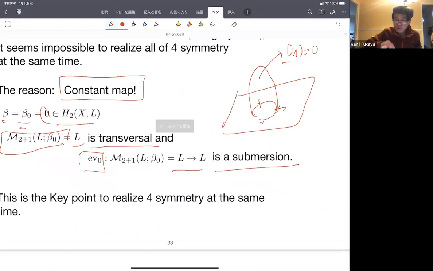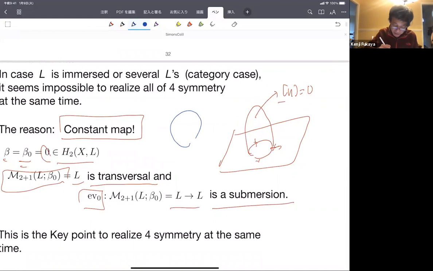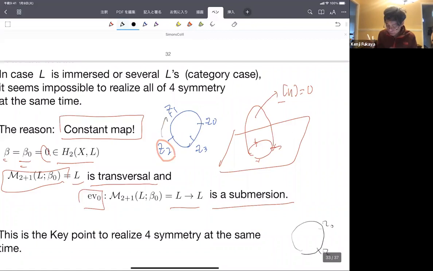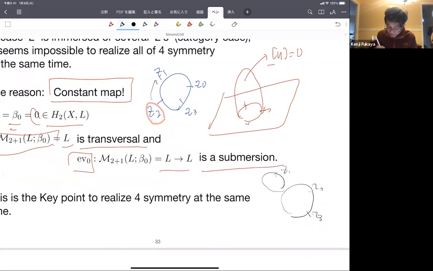Suppose we have these four marked points, G0, G1, G2, G3, and suppose we want to forget G2. Then we have to worry about the following configuration. This G2 may approach G1. Then in the limit, you have this picture. And here you see that you only have constant maps.